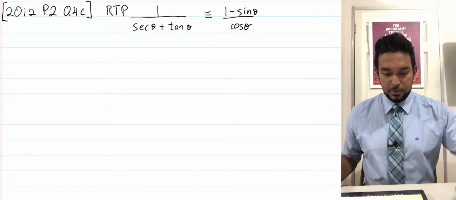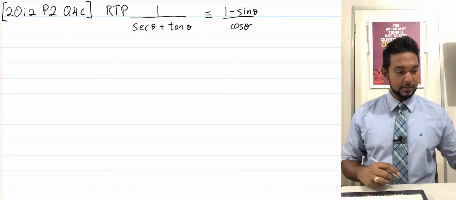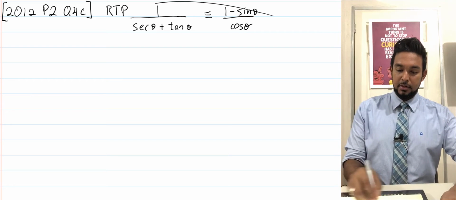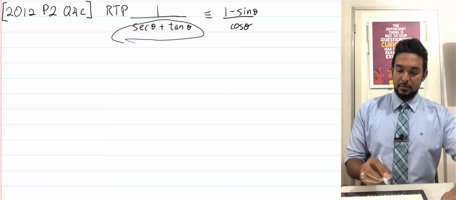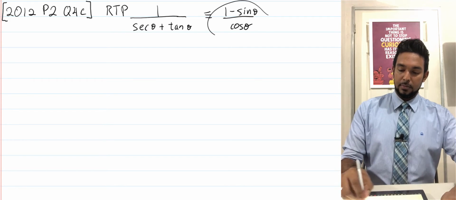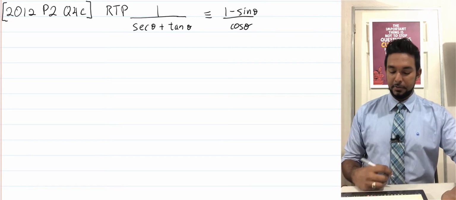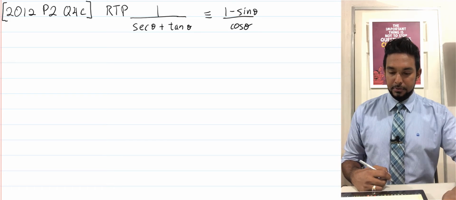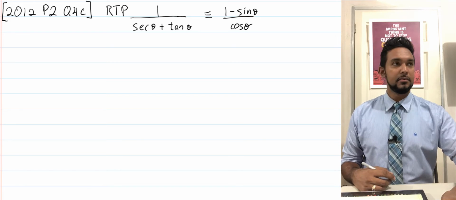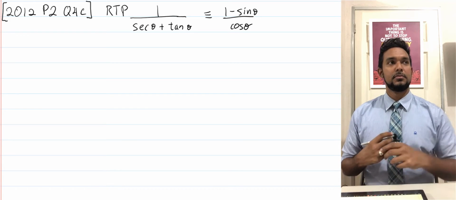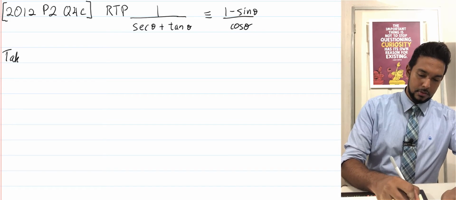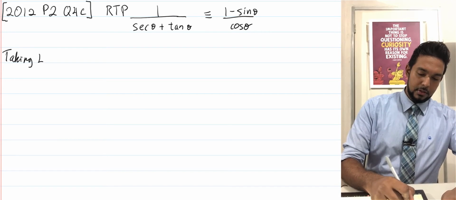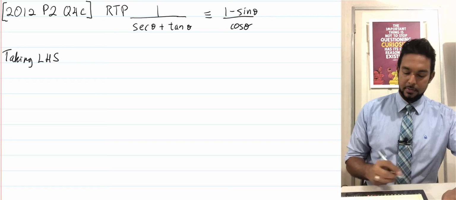Okay. So 2012, Paper 2, question 4, part C. We have to prove the identity 1 over sec theta plus tan theta is identical to 1 minus sine theta all over cos theta. Which side do you feel like taking here? Left side, right side? Left side? Okay, let's go. Taking the left hand side.